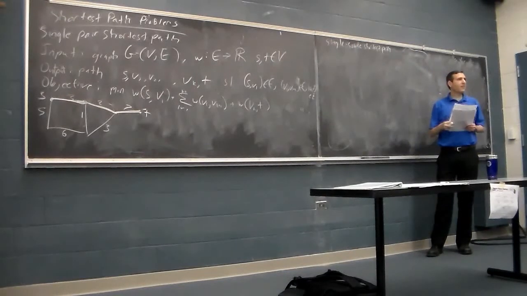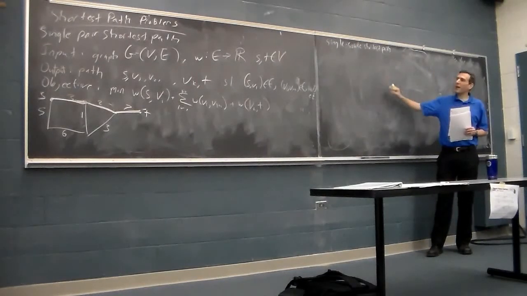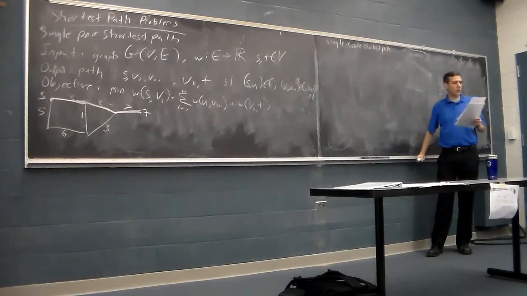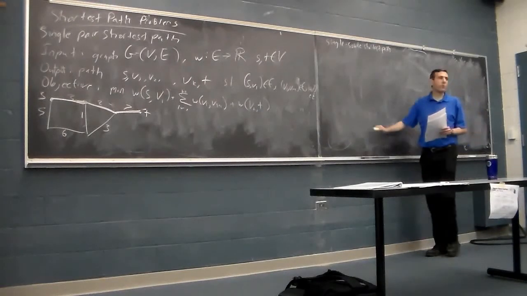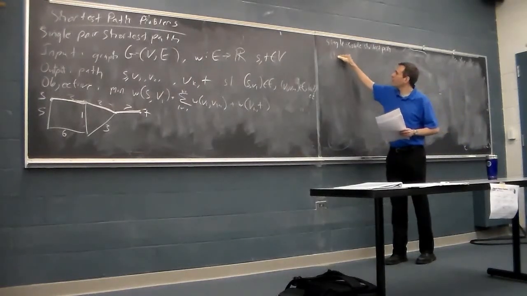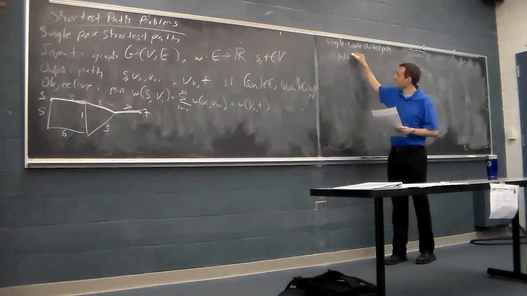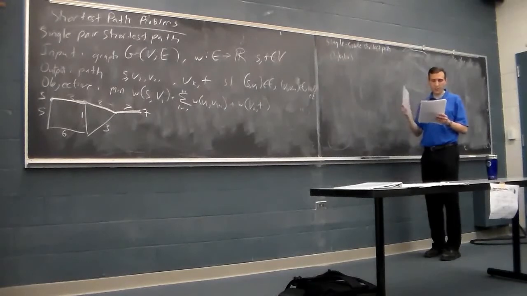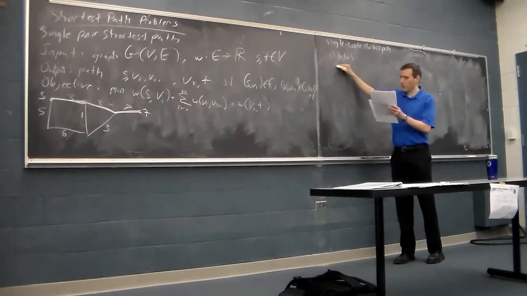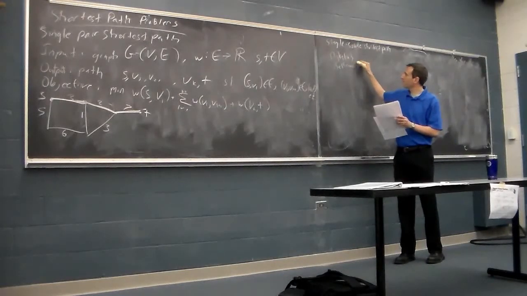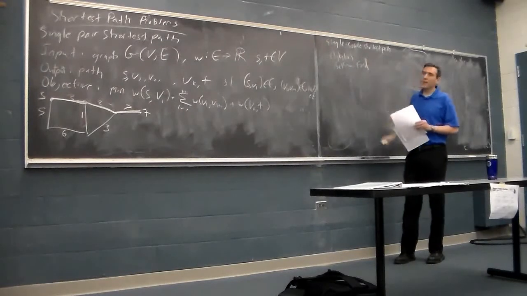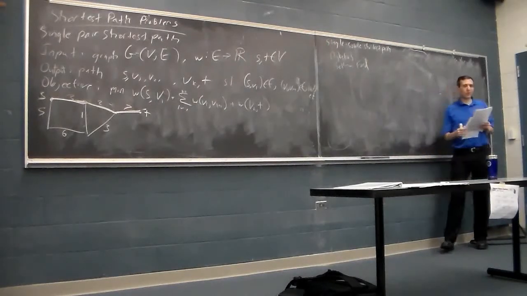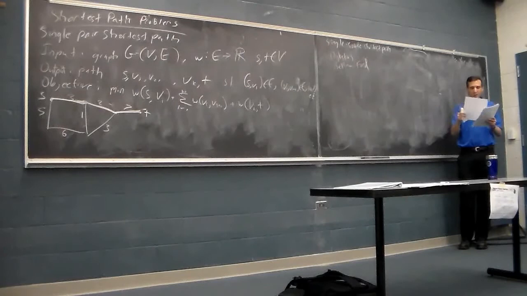Right, so just as with the minimum spanning tree, there are a couple of classic algorithms for this problem. There's one called Dijkstra's algorithm. There's another algorithm that's slightly more general. It's known as the Bellman-Ford algorithm. But again, I'm not going to dwell on the details of these algorithms.